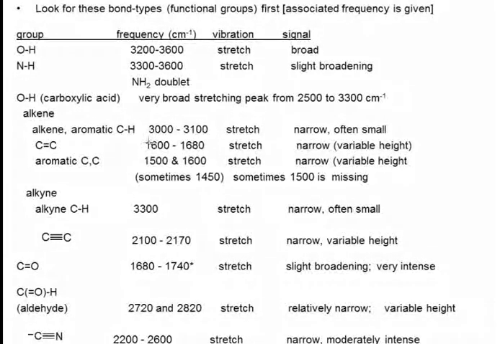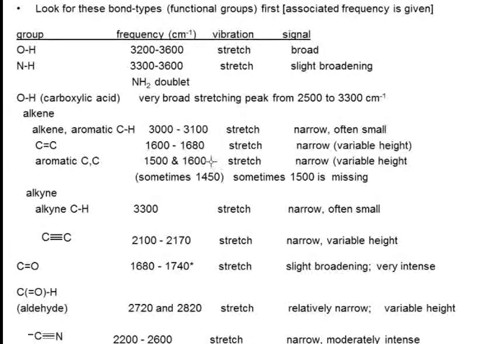Now, staying with that, there's an additional functional group for both aromatic and alkene that we can check, namely a CC double bond for alkene, or a CC bond for aromatic. For a CC double bond, we'll see a peak between 1,600 and 1,680. Those peaks tend to be narrow and of variable height. Now, the aromatic CC bond is close to this, but look for this. There's generally two characteristic peaks, one around 1,500 and the other 1,600. And there's often, not always, a third peak at 1,450.